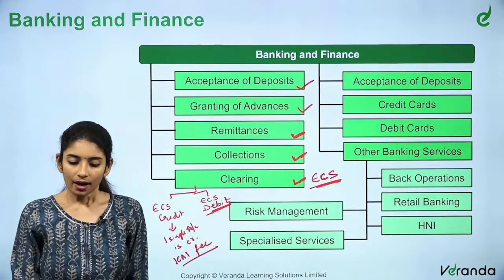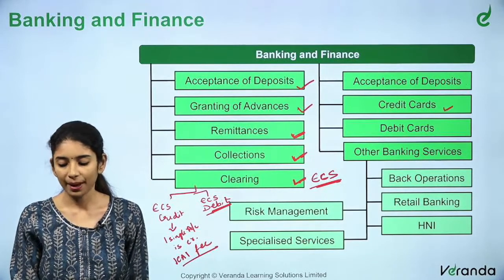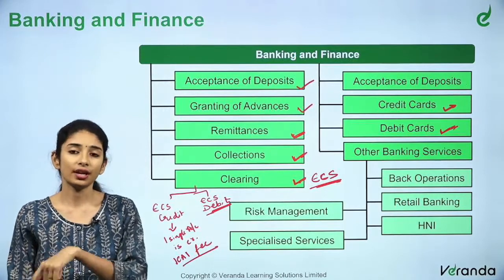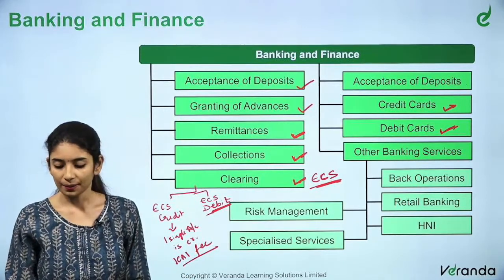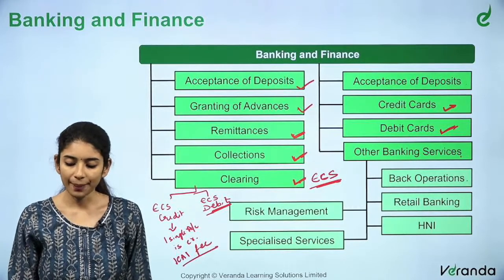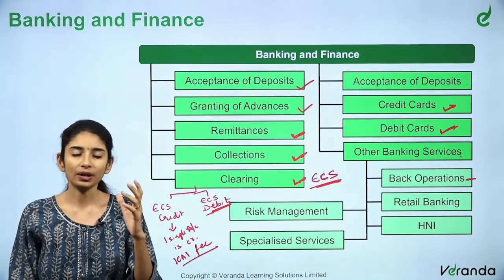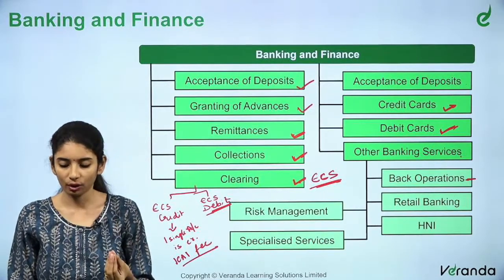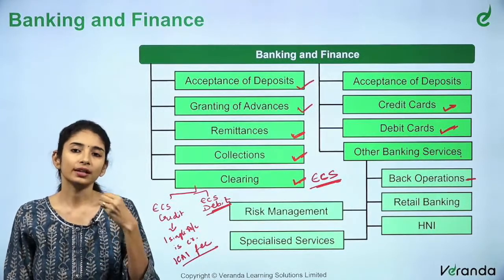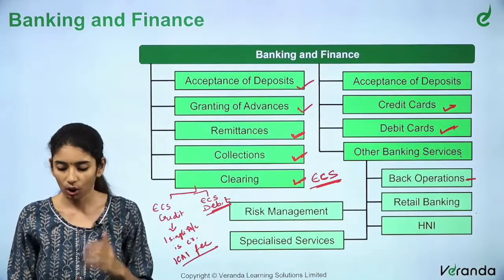So acceptance of deposits, granting of loans, credit cards. Banks provide credit card and debit card facilities, with an entire process flow around issuance of cards. Other banking services include back operations. Back operations is the back office of a bank, which handles all the operations of the bank. It keeps a record of customer data and does risk management. It has a credit team, legal team, valuation team, all these teams.